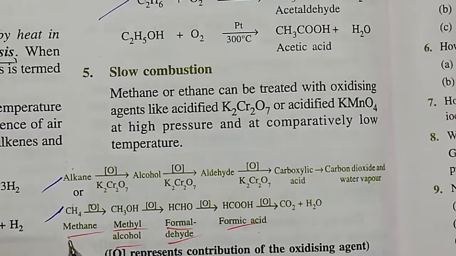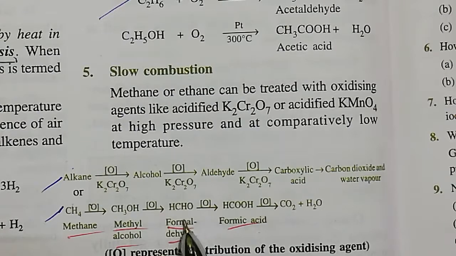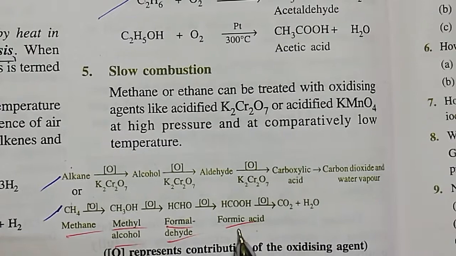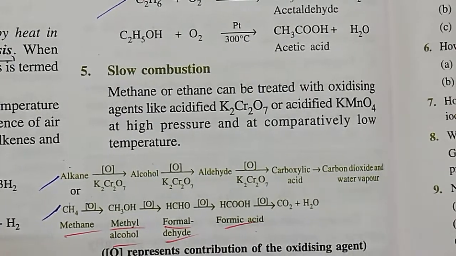And if we take ethane, can you predict the products? It will be ethyl alcohol or ethanol, and then acetaldehyde or ethanal, CH3CHO, then CH3COOH, and it will go on. So that was all about the alkane part.